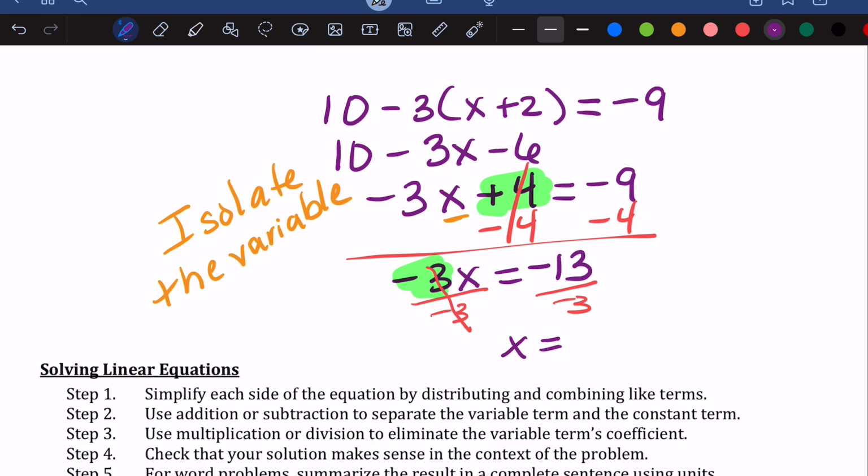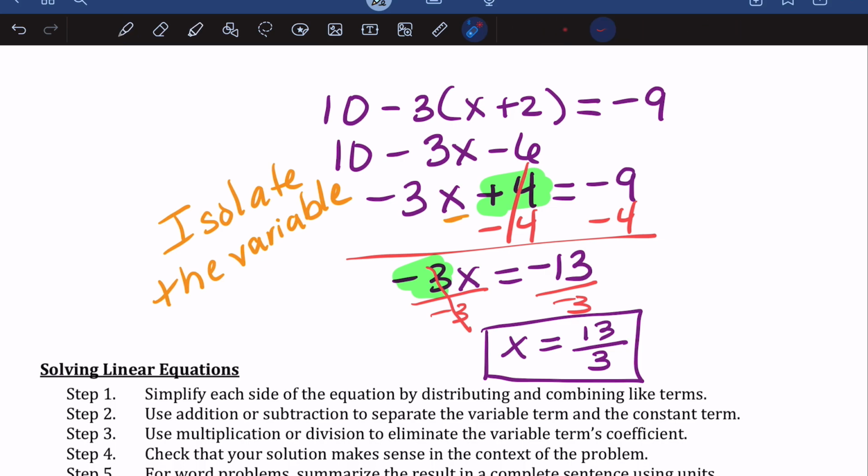And that's going to leave me with negative 13 divided by 3. I'm going to go ahead and just leave it as a fraction. You could rewrite it as a mixed number if you'd like. But here we have our final answer, which is x equals negative 13 over 3. Now notice that there are 2 more steps. Step 4 is to check your answer, make sure that it makes sense in context to the problem. This is really important if you're looking at a word problem.